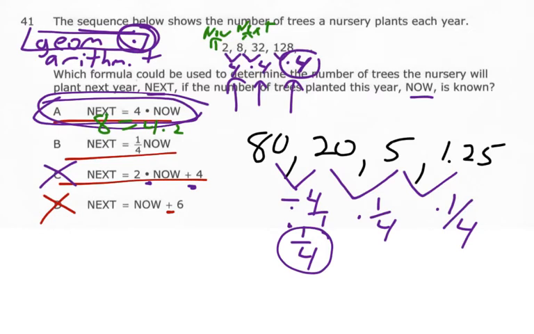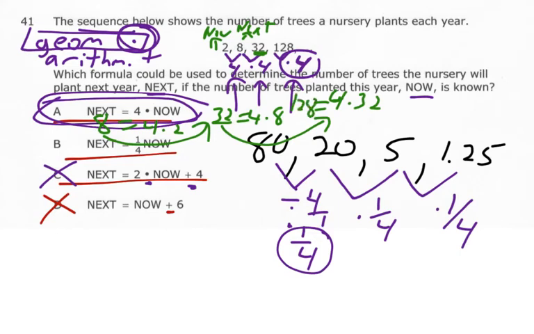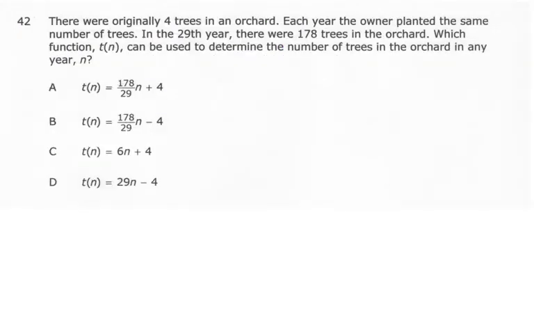That means 8 will then become my now, so now I could plug in 4 times 8, and that should give me my next, which is 32, and that's true. And then 32 becomes my now, so now I plug it in. 4 times 32 should equal my next number, which is 128. So always make sure that you plug it back in to check it, and that it makes sense all the way throughout. Alright, number 42.